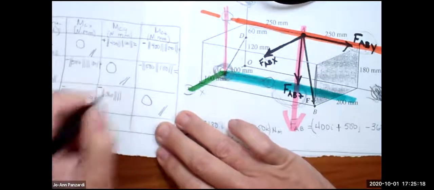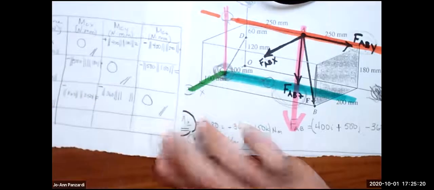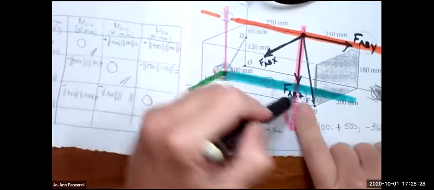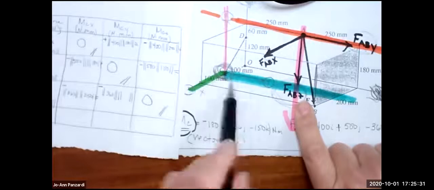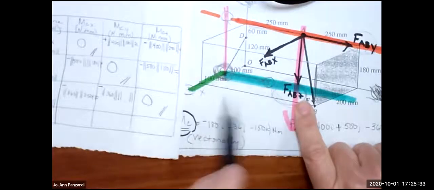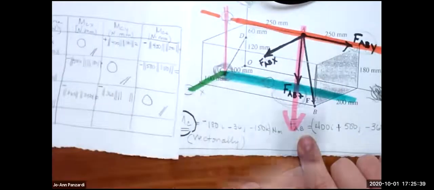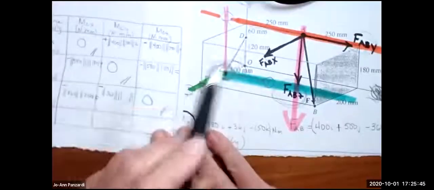What's the perpendicular distance, Gerardo? Uh, 250. Try it again. The force is in the Z. The blue line is in the Y. The distance has to be in the X. The pink is in the back. The blue is in the middle. What's the perpendicular distance? 180. 100. Okay, let's try it again.